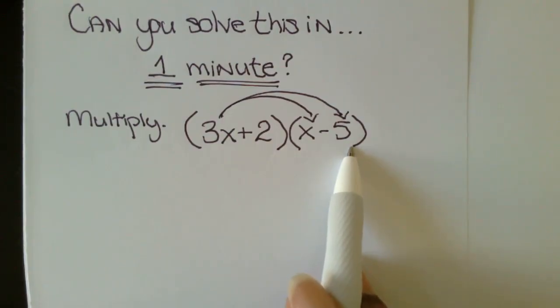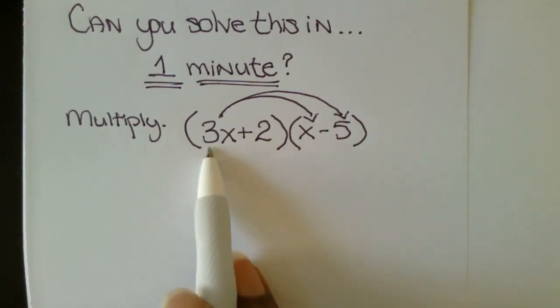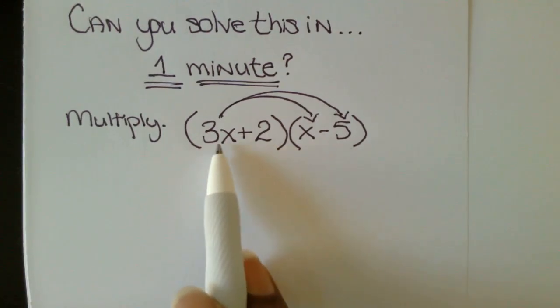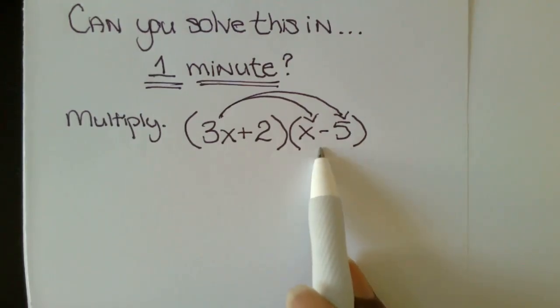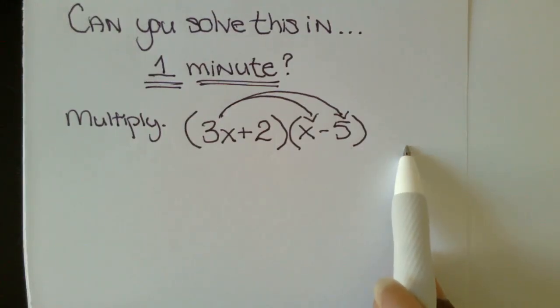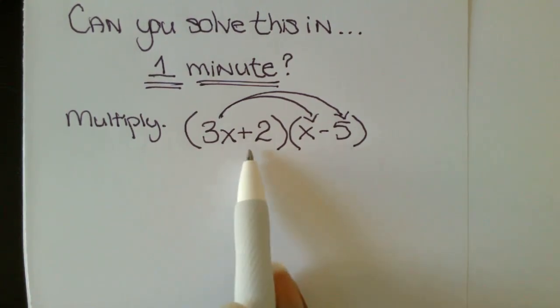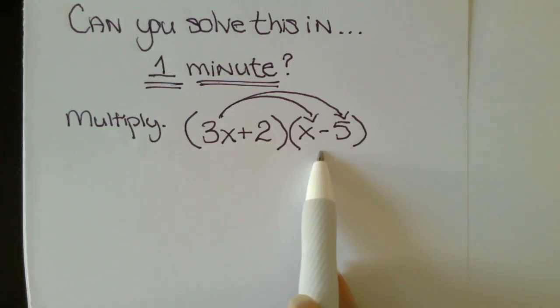The reason why I say just distribution, because what happens if you have a binomial, that's what we have here, because there's 2 terms, and then you multiply, say, by a trinomial, which will be 3 terms. You can't say FOIL because FOIL only works for when you're multiplying 2 binomials.